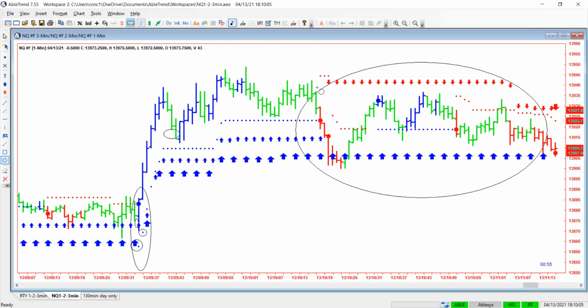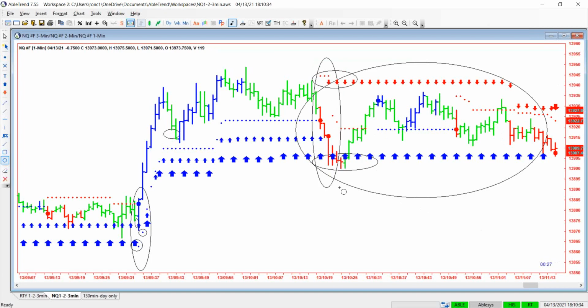Now look at this choppy, ugly mess. Look, down, up, down, up, down, up. Just a narrow, choppy mess. And nobody in the world, Abletrend included, us included, can win when the market's choppy. However, notice how we stayed out of that entire mess for about 1 hour. That's your textbook no trade zone. Red dots and red arrows above, blue arrows and blue dots below, any mix of red and blue.